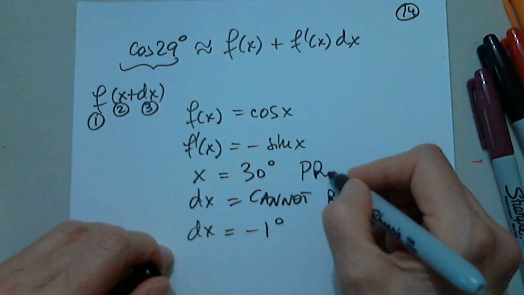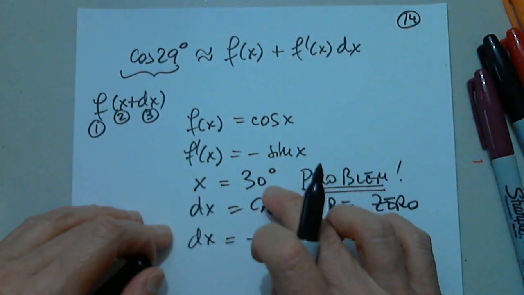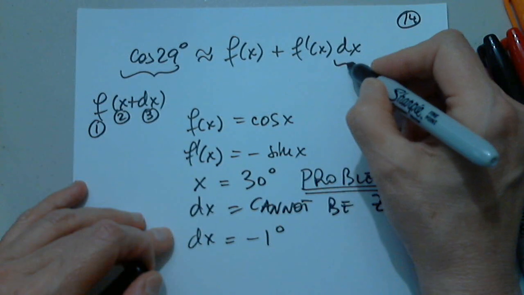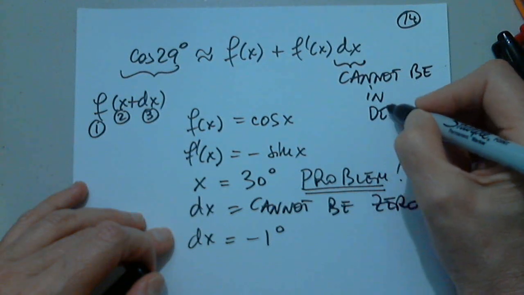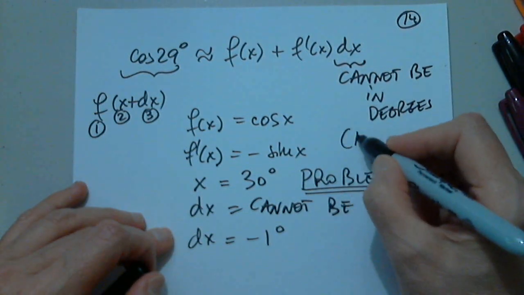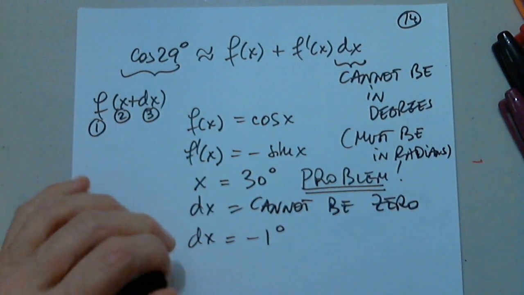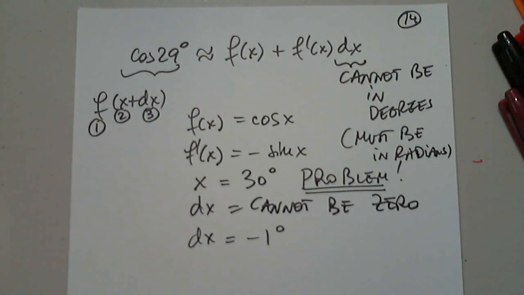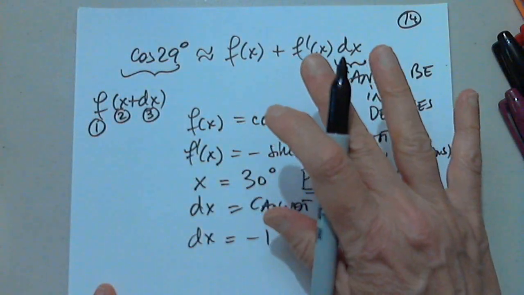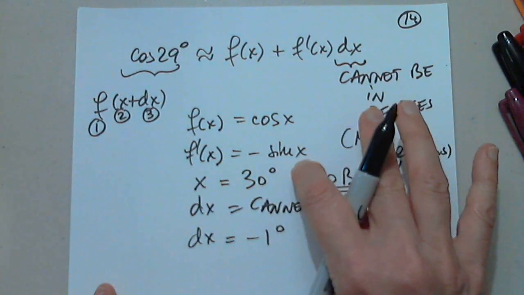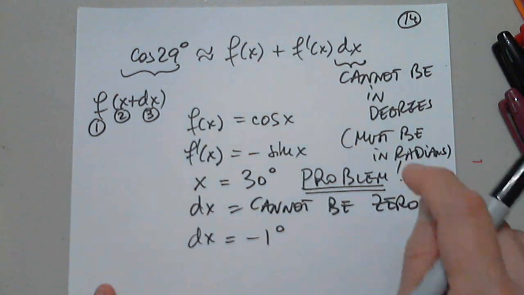Now there is a problem. What is the problem? Not with this 30. There is a problem here. Please remember that dx cannot be in degrees. Must be in radians. So we have to immediately, not for the angle that I plug in a trig function. That is okay. It doesn't matter if I plug it in radians or degrees. The answer will be the same. But 1 degree cannot sit outside of a trig function. It has to be in radians.